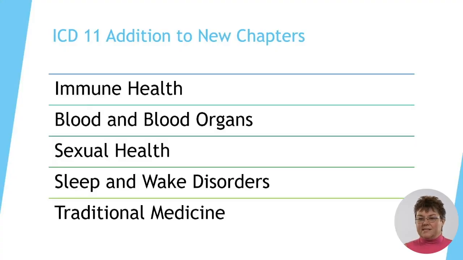ICD-11, so kind of like systems, and you think of respiratory, immune system, they break it into chapters of the book. And the book is fairly large, and right now we're working on 10. This is 11. So they added an immune health chapter, blood and blood organs chapter, sexual health chapter, sleep and wake disorders, and really traditional medicine. So there might have been things in the mental illness chapter that really might be related to sleep and wake. Traditional medicine is where people are doing an au naturel way of medicine, homeopathic, those types of things. They're starting to track that now because that does impact healthcare costs.